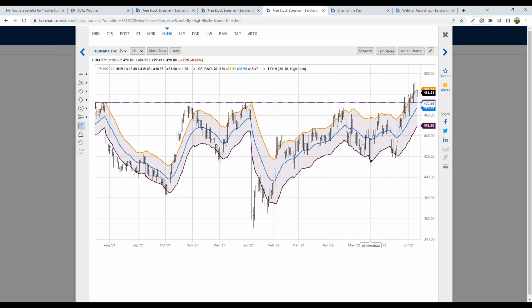And then as we break out above a recent high, I want to see my stock price outside my Keltner bands. This is a confirmation for me in knowing that I'm making a new high and that this price action is probably going to continue.